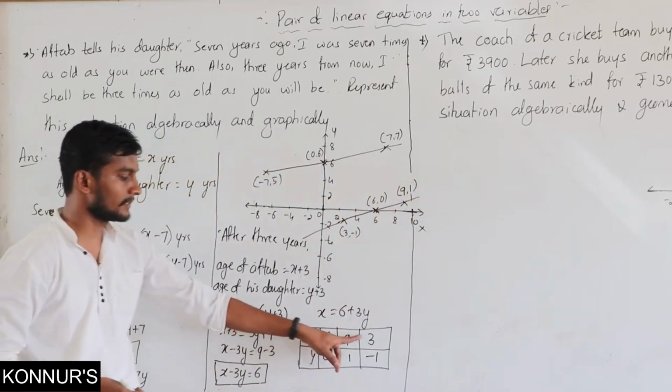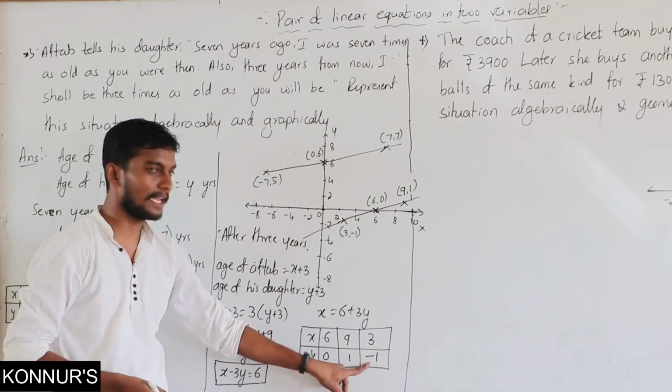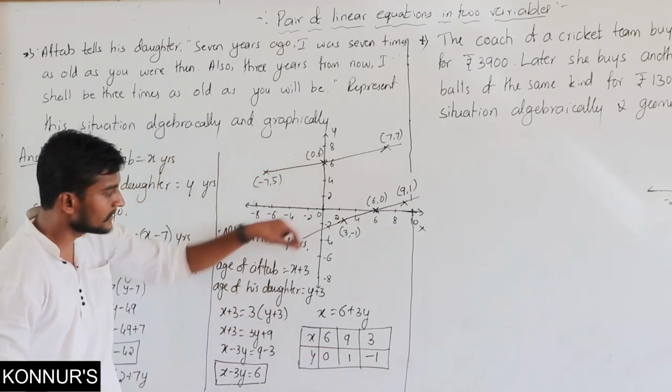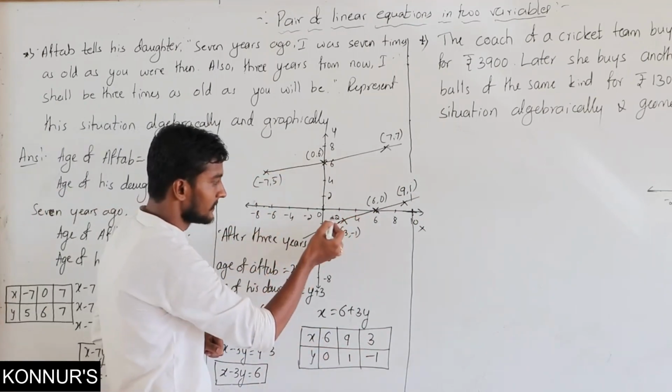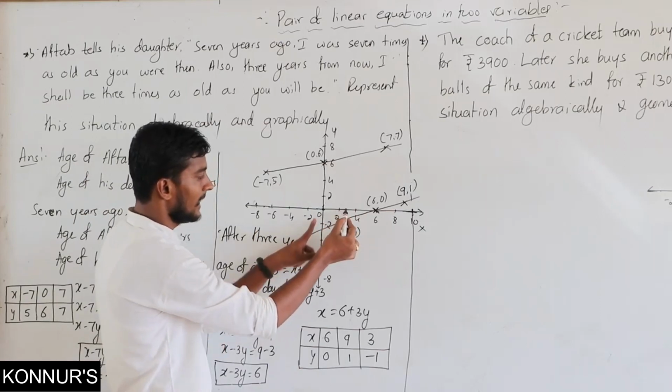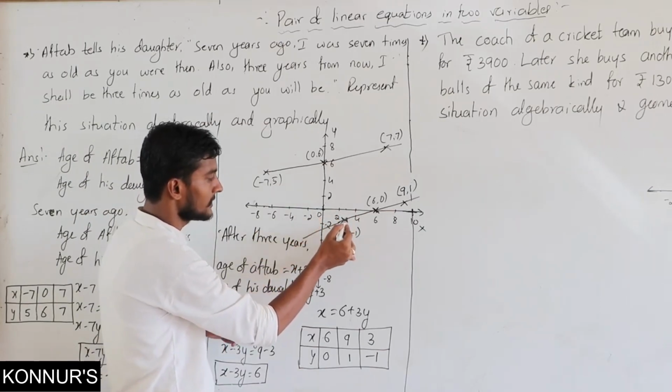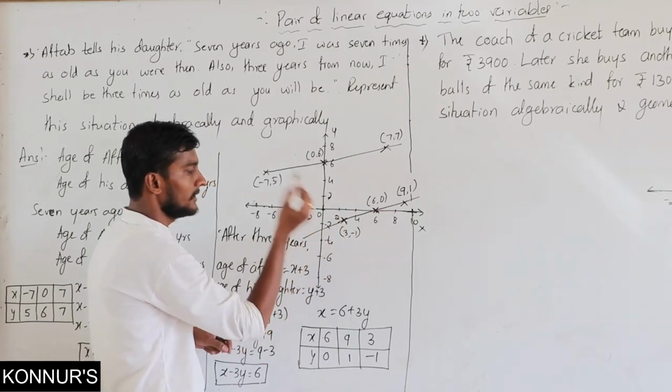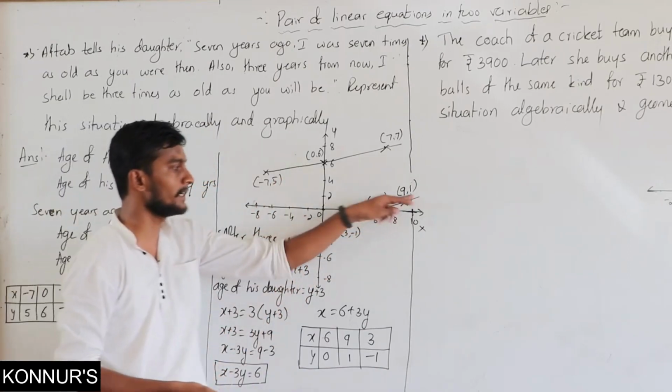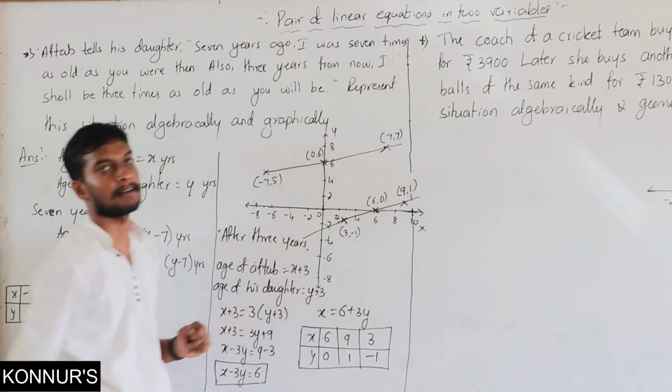And next, the third one is 3. When x is 3, y is minus 1. When x is 3, the x value 3 is here, and y is minus 1 is here. Both will intersect at this point, (3, minus 1). If you join all those points, you again get a straight line.